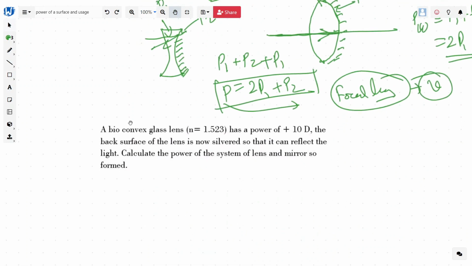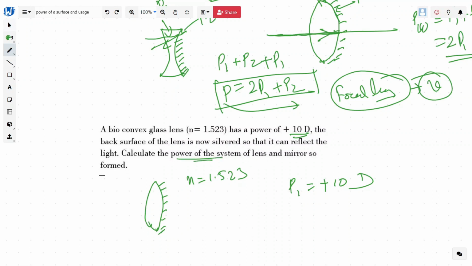A biconvex lens of refractive index given, n is equal to 1.523, has a power of 10 diopters. So it's a positive convex lens. The back surface of the lens is now silvered. So let's silver this up. The power of the lens is plus 10, so that it can reflect the light. Now calculate the power of the system of lens and mirror so formed.